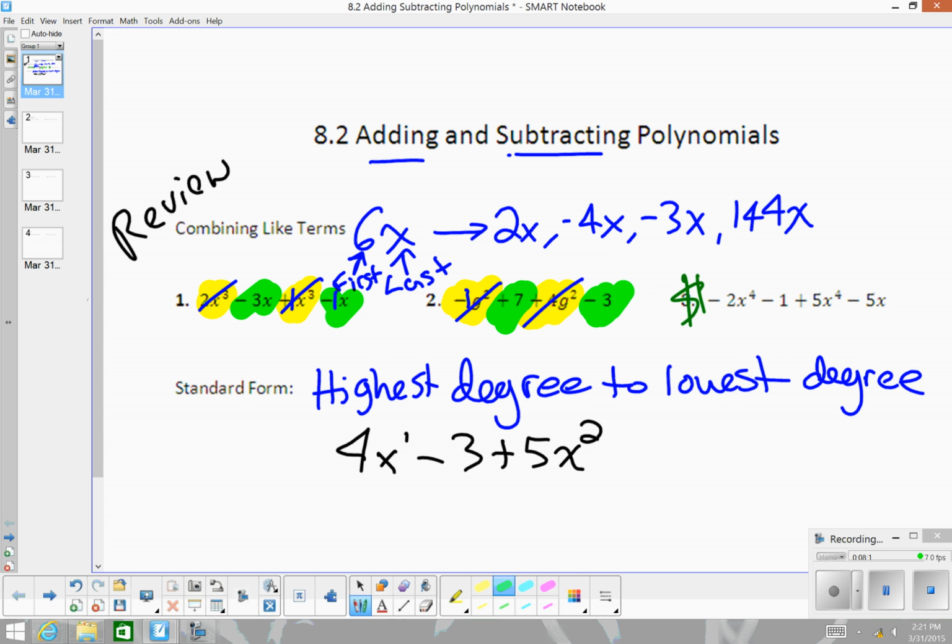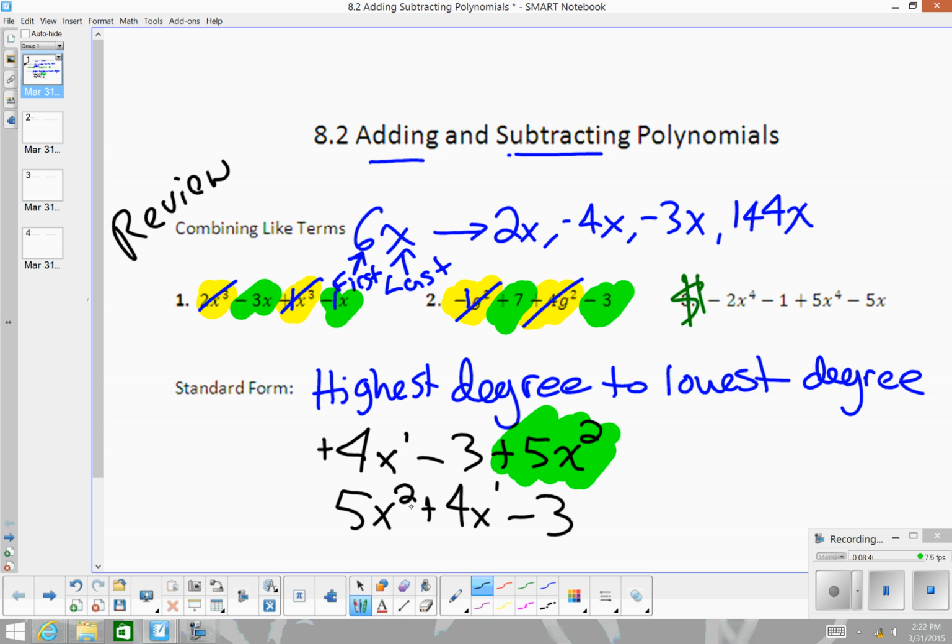So if I have the highest degree go first, I have positive 5x squared, right? That would be the highest degree. So it's going to go 5x squared. Good. The next one would be 4x to the first, right? So I'm going to take the sign that's in front, which is a positive, so it's going to be plus 4x to the first power. Good. And lastly, it's going to be minus 3. So I would rewrite that expression from highest power to lowest power. I didn't change the signs, I didn't do anything. All I did was reorder the terms. Okay, just remember that if I asked you to write something in standard form.